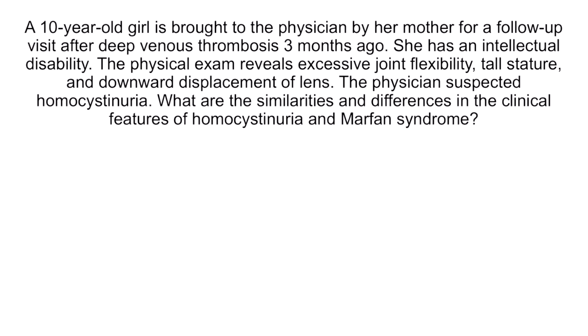This patient presents with hypercoagulability, evidenced by previous deep venous thrombosis. She also has excessive joint flexibility, tall stature, and downward displacement of lens. All these findings suggest homocysteinuria. Now, the question asks about similarities and differences in clinical features of homocysteinuria and Marfan syndrome. Let's discuss and answer with the help of the table on the next slide.